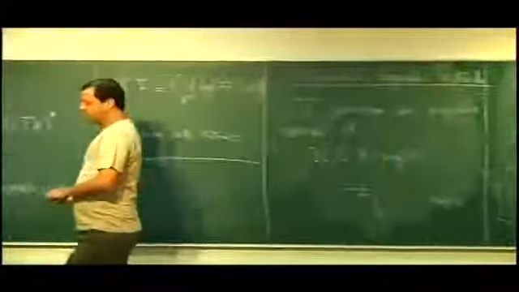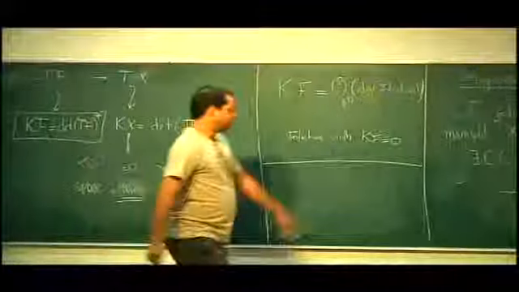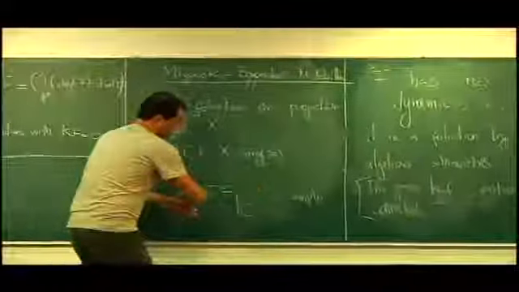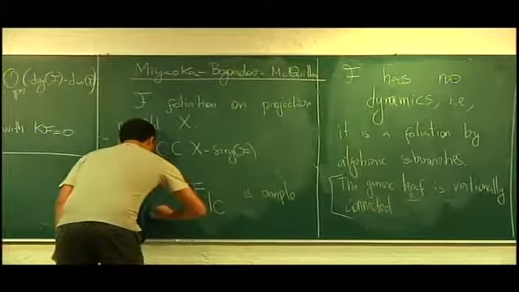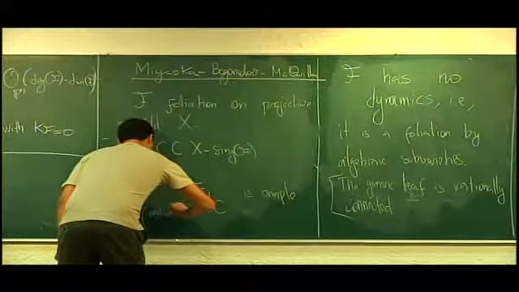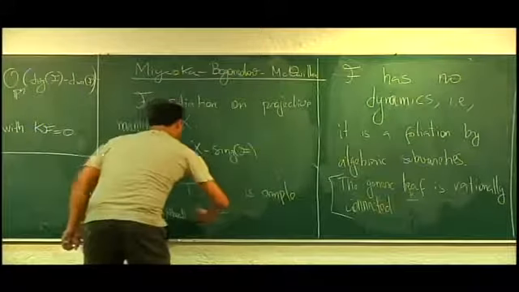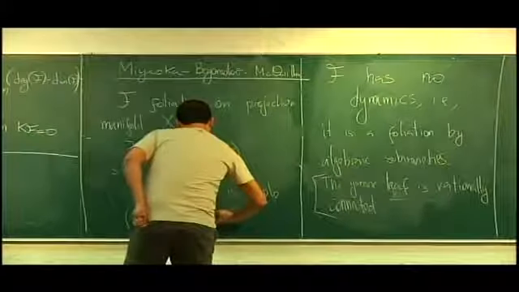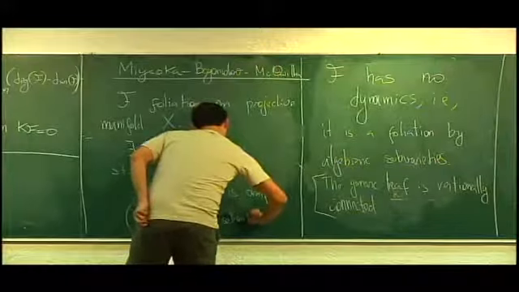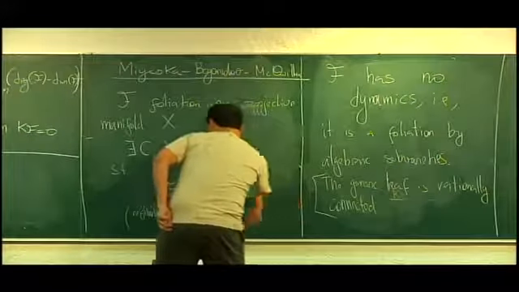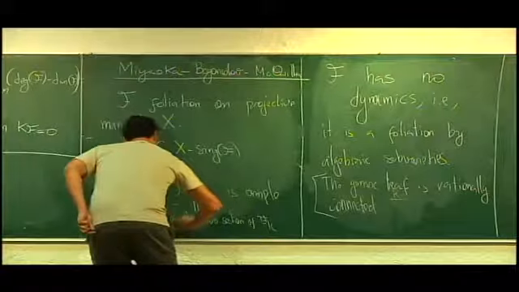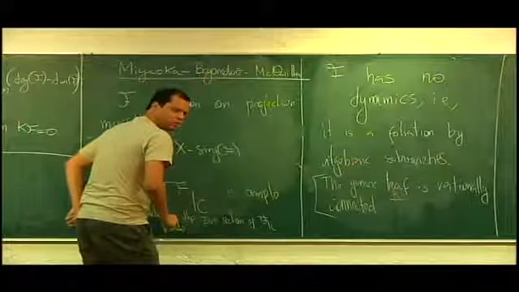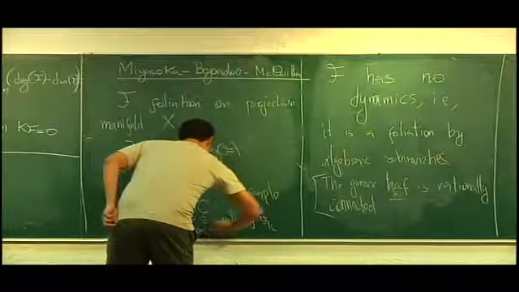Well, let's just rephrase for the analysts in the audience what this means. It means that if I look at this bundle over C, then a neighborhood of the zero section of it is pseudo-concave? Pseudo-concave, Marco? Right?